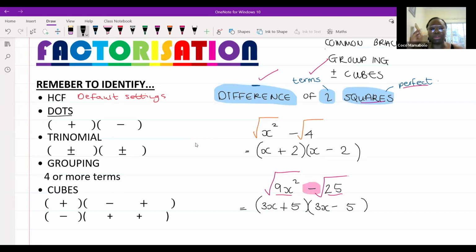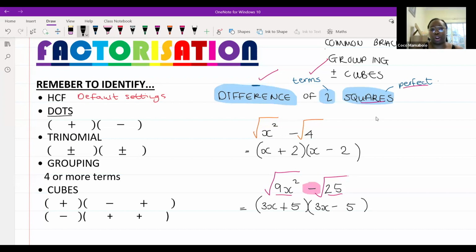All right, give me a thumbs up, guys. Are we okay with HCF? HCF is going to be easy. That's the one we're always going to be looking for. And the difference of two squares. I hope we're all good, guys. Remember, it must meet the conditions. Otherwise, it doesn't count as DOTS. All right. Excellent stuff, guys.